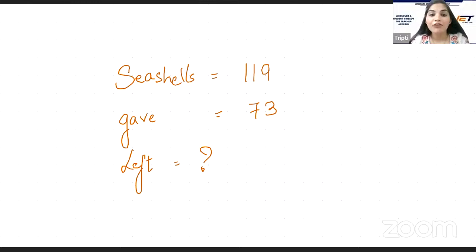Sandy found 119 seashells on the beach and she gave 73 seashells to her sister. Now you need to tell how many seashells are there with her. How many seashells are left with her? Now you need to see, is it addition or subtraction?